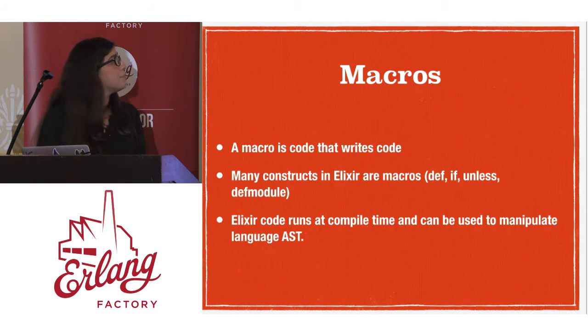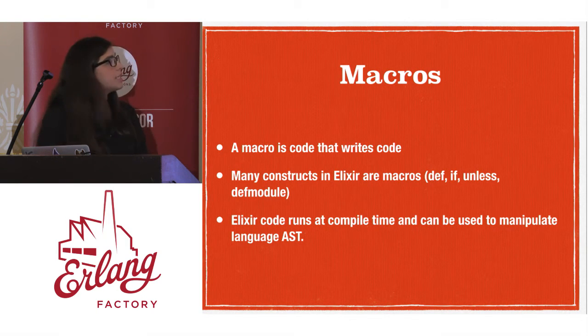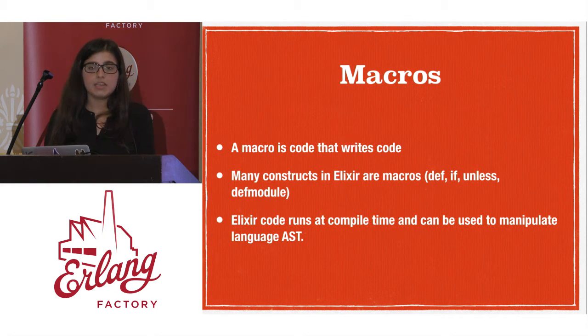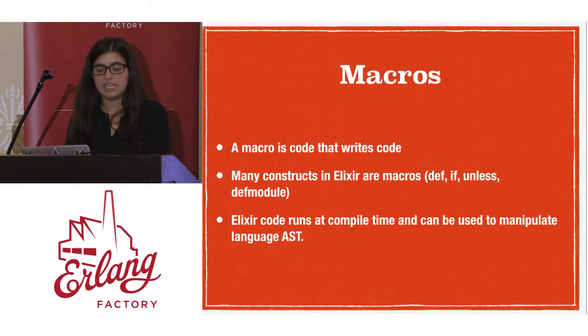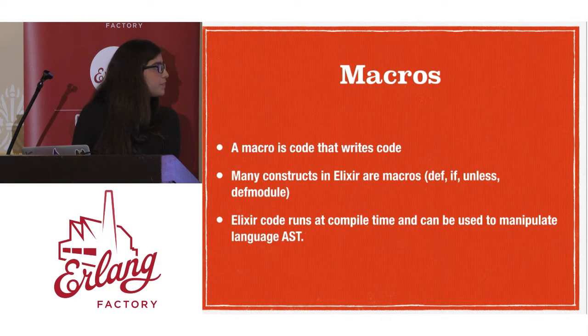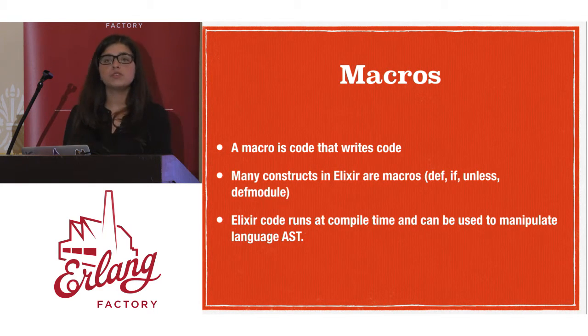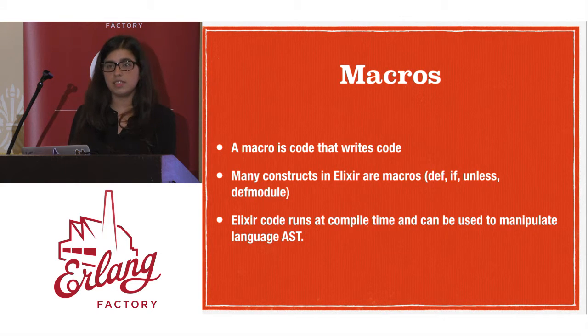So as I've been saying, a macro is code that writes code. It also allows domain-specific language abstractions and provides the freedom to extend the language. Many constructs in Elixir are macros, like def, if, unless, defmodule, among others. And you may have seen them. Also, if they are used appropriately, macros offer effective module composition and code generation techniques. So the macro code runs at compile time and can be used to manipulate the language AST.